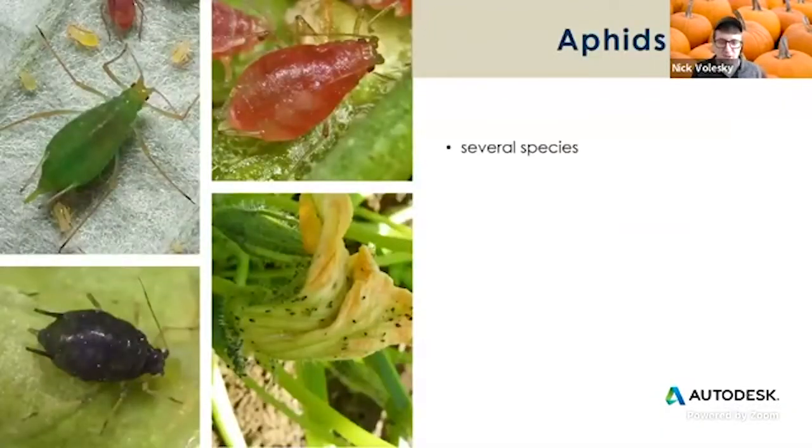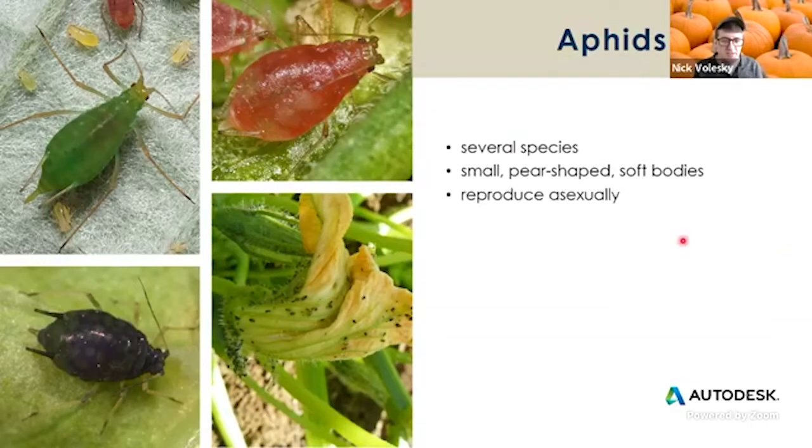So again, if you're familiar with aphids, there's several species out there. Some of the most common ones that we see in our cucurbits is the green peach aphid, the melon aphid, and then potato aphid. They're very small, they're about pear-shaped, and they have really soft bodies. They reproduce asexually throughout our main growing season. So that means they give live birth and they have a really quick life cycle. Multiple generations can occur a season.